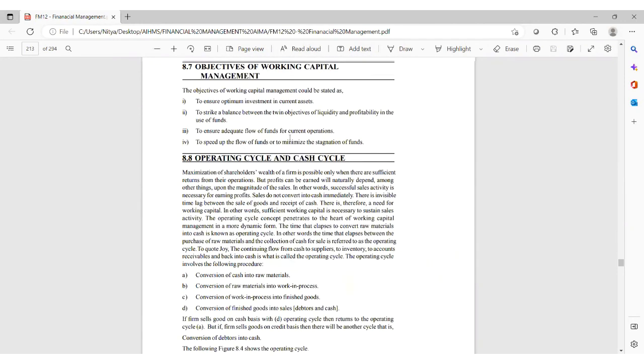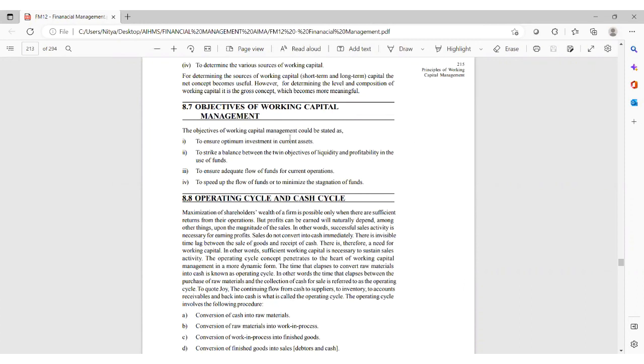Now, what is the basic objective of working capital management? See, whenever we are talking about working capital management, first of all, we need to ensure the optimum investment in current assets. We should neither face a shortage nor excessive investment. So we need to strike a balance between the two. Secondly, we also need to strike a balance between the two objectives of liquidity and profitability with respect to usage of funds.